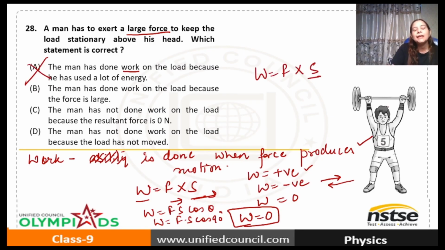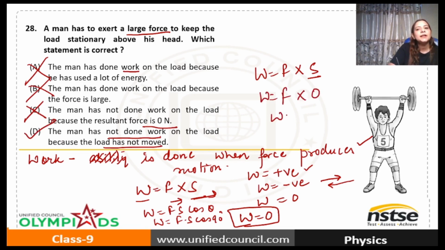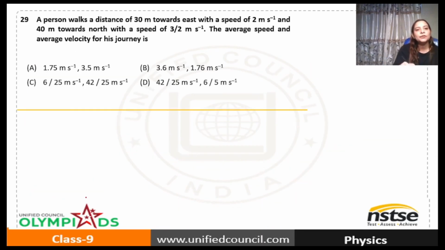And here you can see there is no motion. Has the man done work on the load because the force is large? No. Has the man done work on the load because the resultant force is 0? Here the resultant force isn't 0. Has the man not done work on the load because the load has not moved? Correct, because force acts but the distance moved is 0 in this case. So therefore work done is 0. So that is the reason. Which option is correct, students? Option D is correct. Next question.